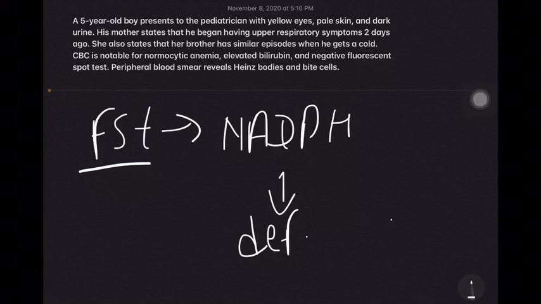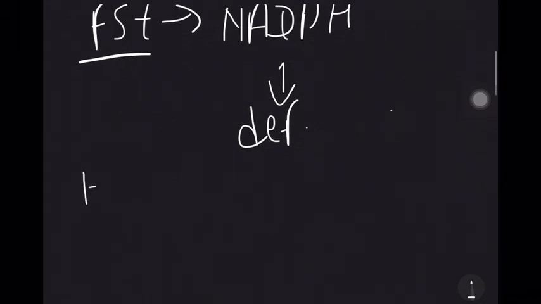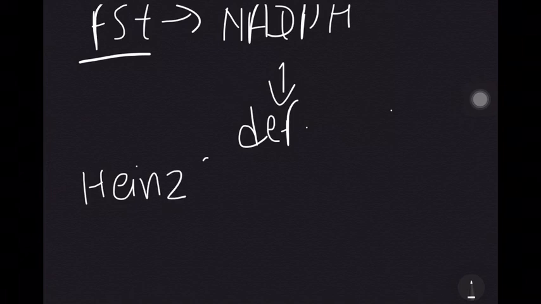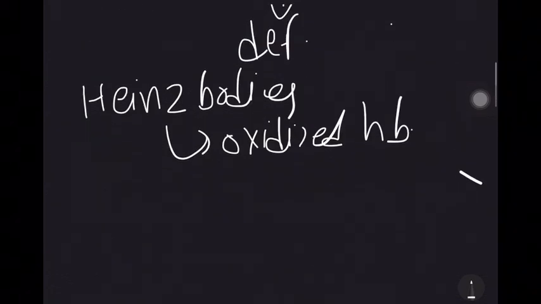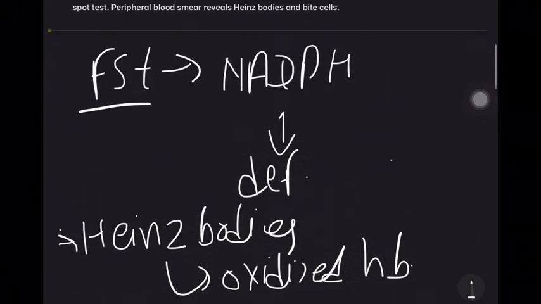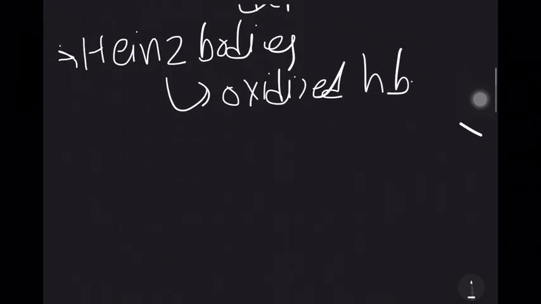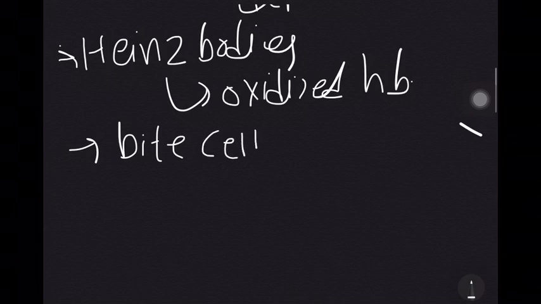So what are hinge bodies? Hinge bodies are formed from oxidized hemoglobin. And also the peripheral smear shows bite cells. So the hinge bodies and bite cells are the diagnostic features for G6PD deficiency. G6PD deficiency can be our probable diagnosis.